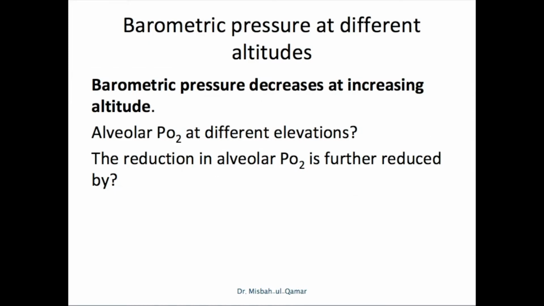So, by all means, now it is clear that as altitude increases, both barometric pressure and the atmospheric partial pressure of oxygen decrease proportionately. Unfortunately, the alveolar partial pressure of oxygen is further reduced by carbon dioxide and water vapor pressure. But how? Well, let me explain.